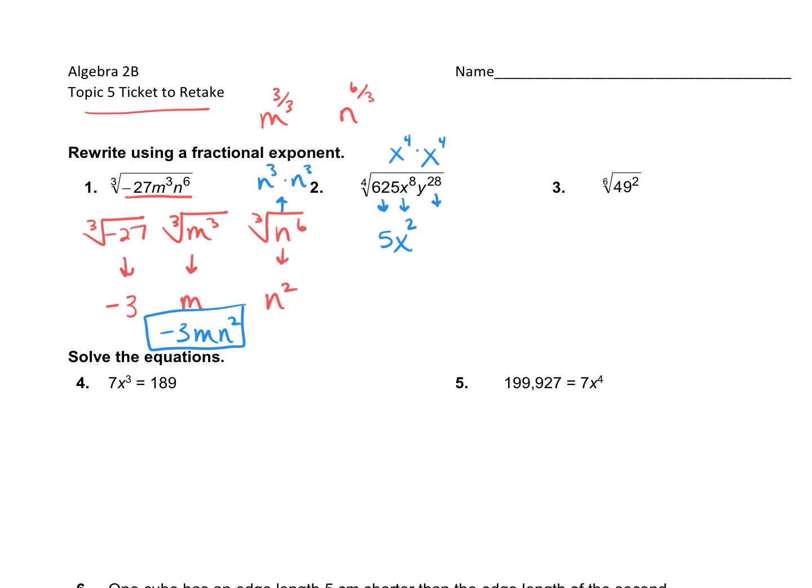And then this one, the fourth root of y to the 28th. So how many y to the fourth can we fit into 28? And we can fit 7 of them. So it's going to be y to the 7th power.